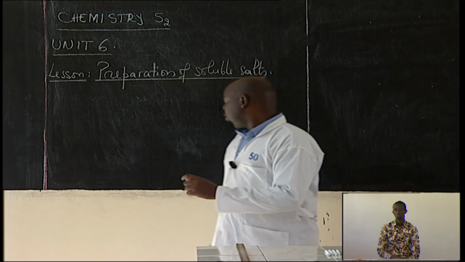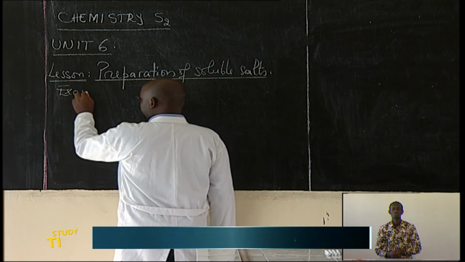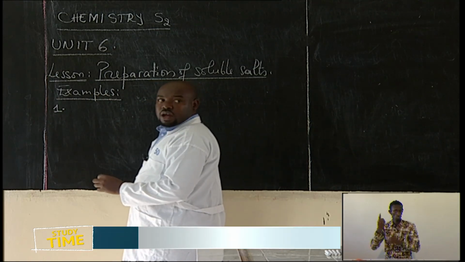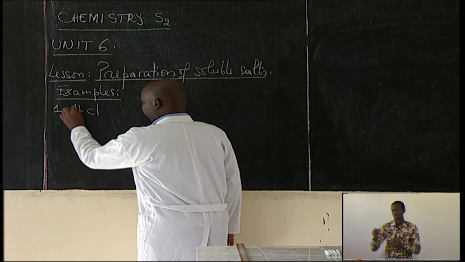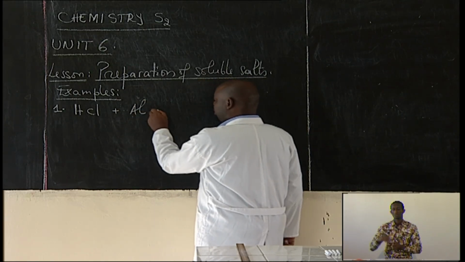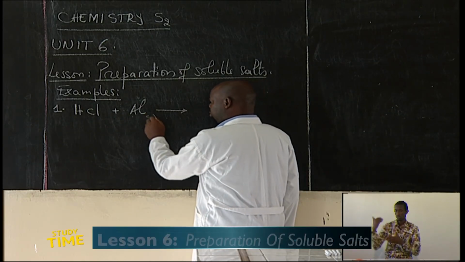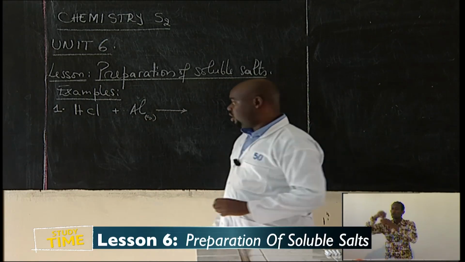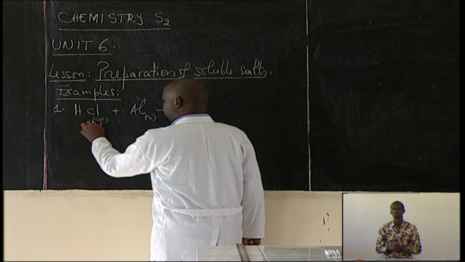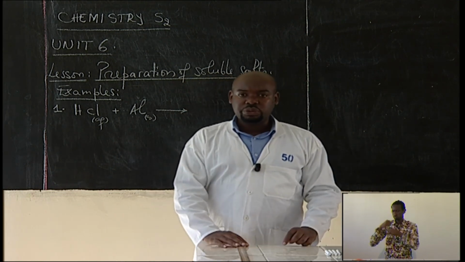Okay, good. Now let us correct number 1. Number 1, we have hydrochloric acid reacting with aluminium, and as I said, aluminium, this is the metal, should be in the solid state, while this hydrochloric acid will be in aqueous state. Now, what do we produce when aluminium combines with chlorine?